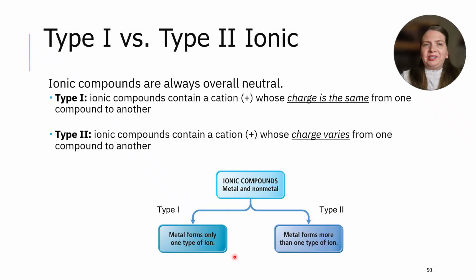all of its compounds. In a type 1 ionic compound, the cation always has the same charge. The charge of the cation is predictable based on its location on the periodic table. In a type 2 ionic compound, the cation can have multiple possible charges. Fortunately, the anion in an ionic compound always has a predictable charge, which allows us to determine the charge of the cation in a type 2 ionic compound.